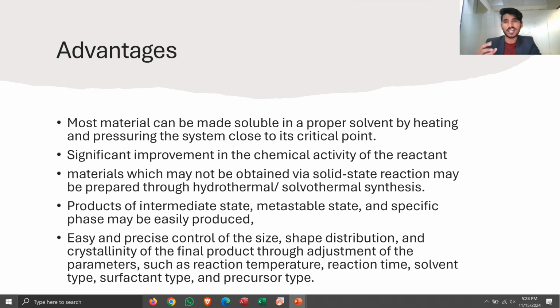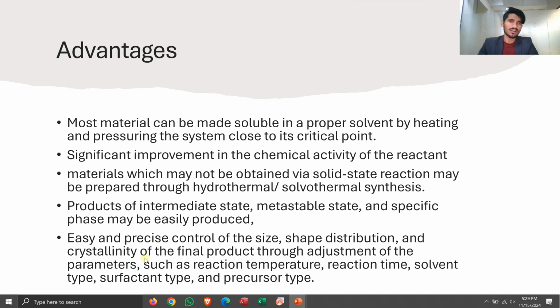One of the most important advantages of the hydrothermal method is that we have easy and precise control of the size. Okay, so in the nanoparticles formed by hydrothermal synthesis, we can easily control the size, we can easily control the shape distribution, and we can easily control the crystallinity of the final product by adjusting the parameters. We can control these by changing the temperature, the reaction time, the solvent type, the surfactant type, and the precursor type. By changing any of these conditions you can control the size, the shape, and the crystallinity of the final product.